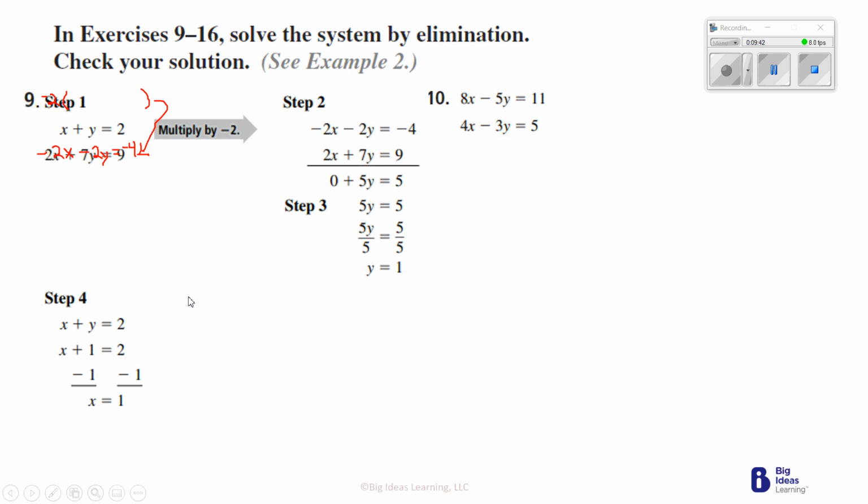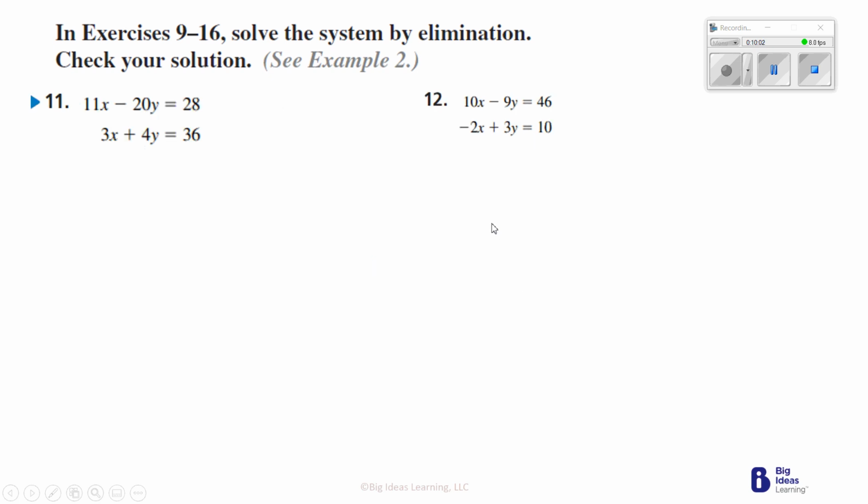Now we're going to go to the next step. Since I know y is 1, I'm going to replace y in this problem with 1. Now I have x plus 1 equals 2, and everyone knows that 1 plus 1 equals 2. So x equals 1. That gives us the solutions of 1 and 1. 10 is for you to do. Let's go to number 11.